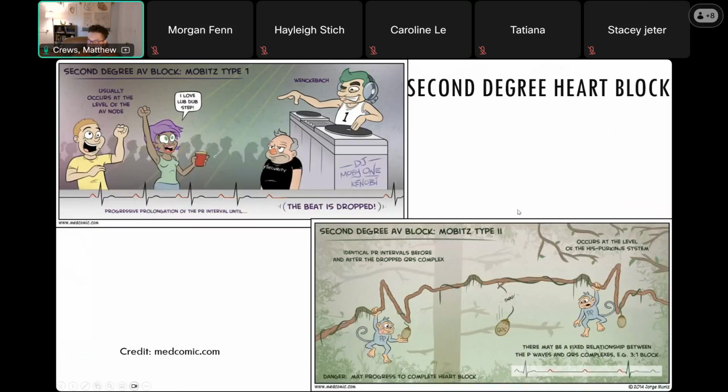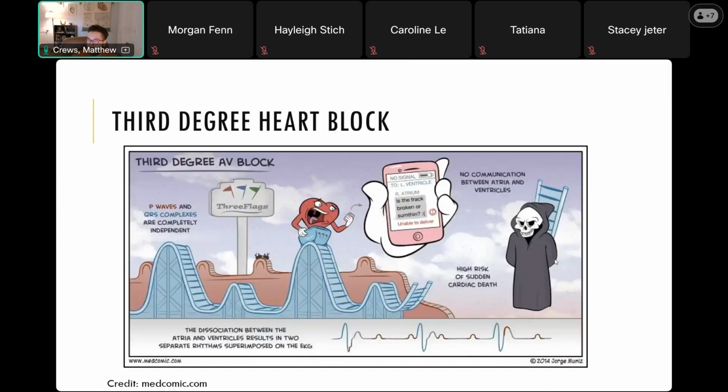QRS complex. So Dr. Purkinje didn't know everything about the heart. They can be graded too, like a 3-to-1 block, so you would have 3 P waves to every 1 QRS. And that happens at the Purkinje system, or the bundle of His, or something like that.